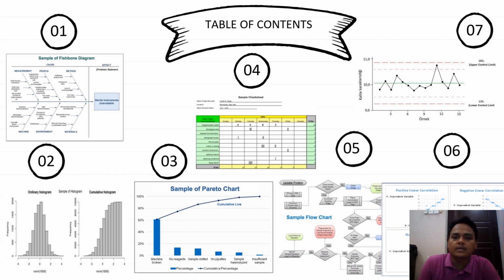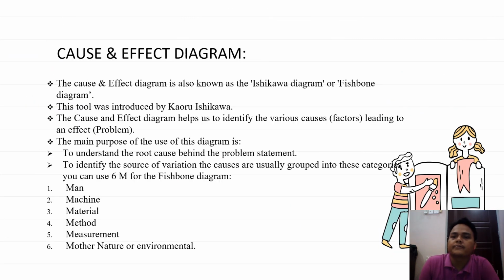This is the graph for the 7 QC. First, cause and effect diagram. Second, histogram, Pareto chart, check sheet, flow chart, and another graph. And next, first, cause and effect diagram.